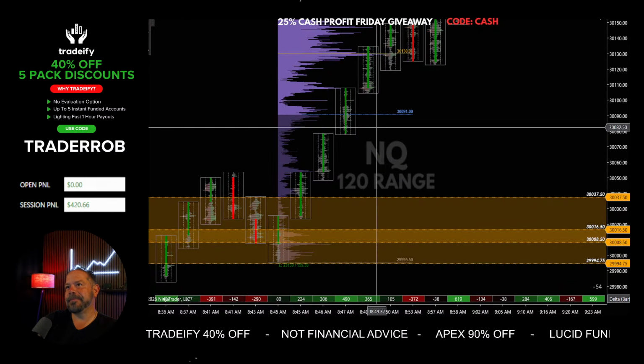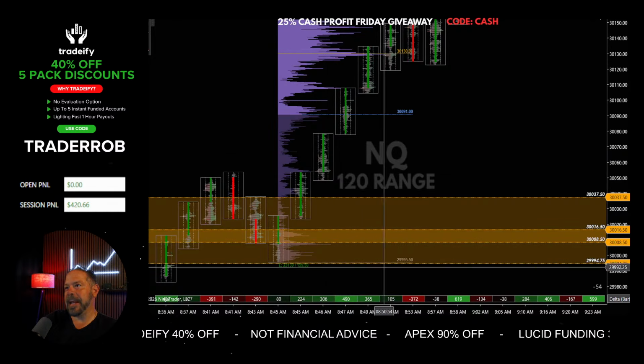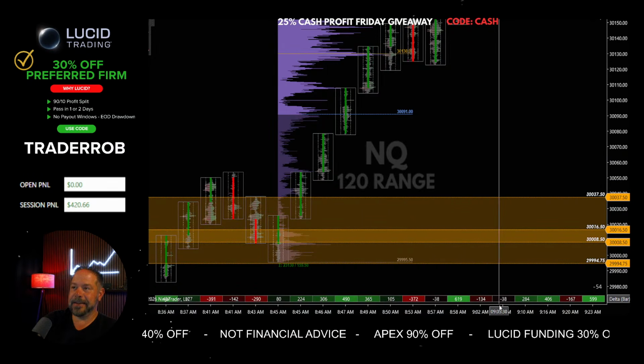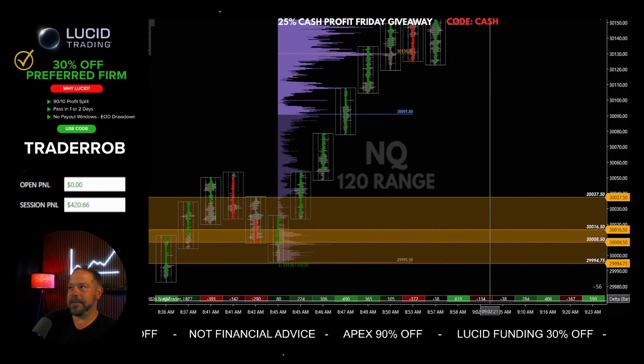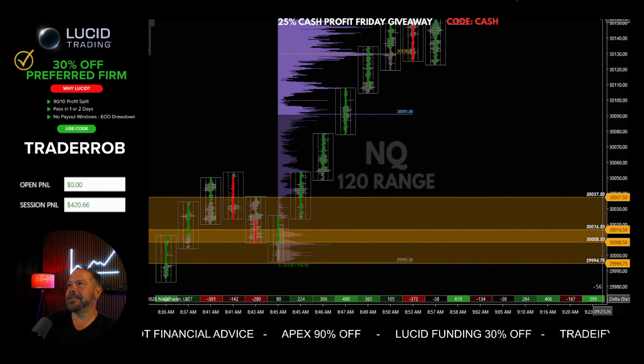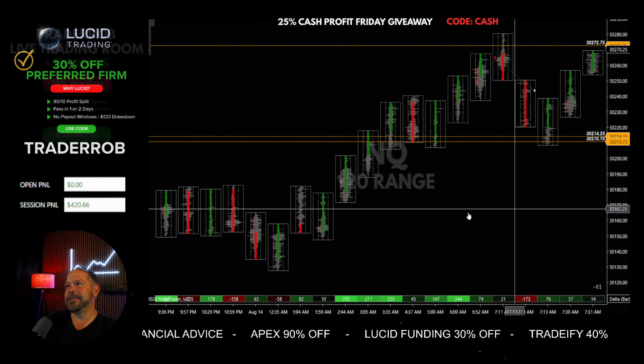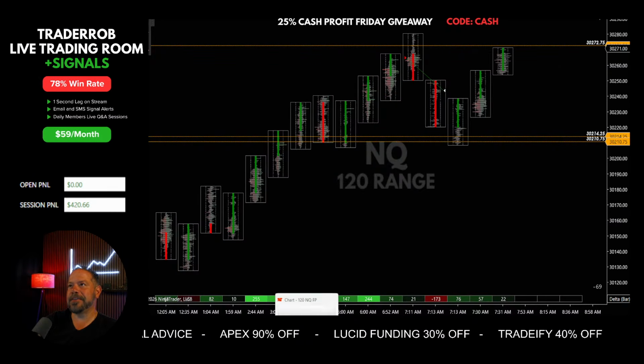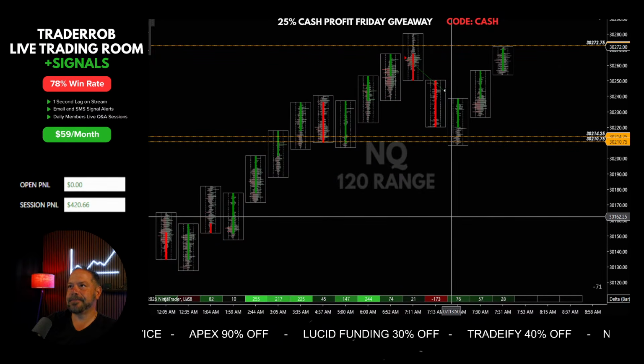And every single setup that I take is based off the AVT. There's nothing else in my strategy. It's actually pretty simple. You learn the AVT, you can learn how to trade it how I do, if you want.